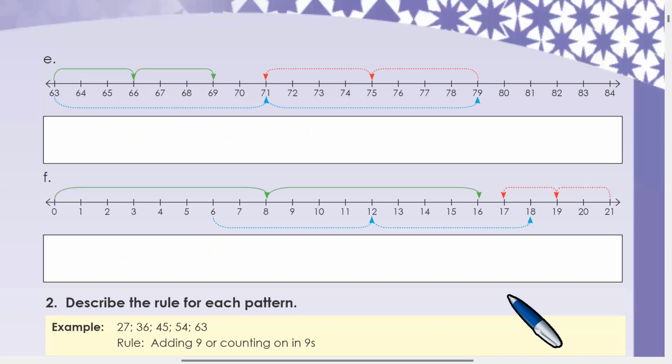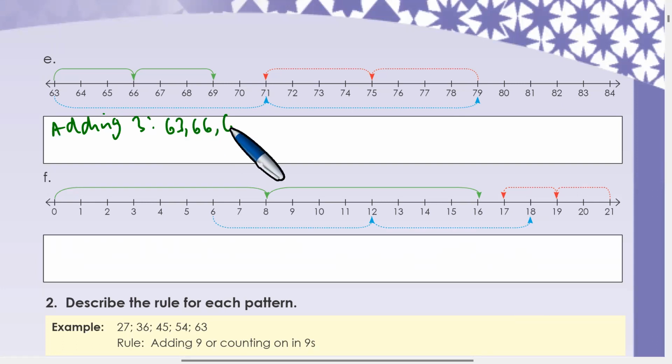What do you think is happening with the green here in E before I move to something different? So we are adding. What are we adding? 3. Well done. We're adding 3. So if we're adding 3, then it becomes 63, 66, 69. What are we doing with the blue one?